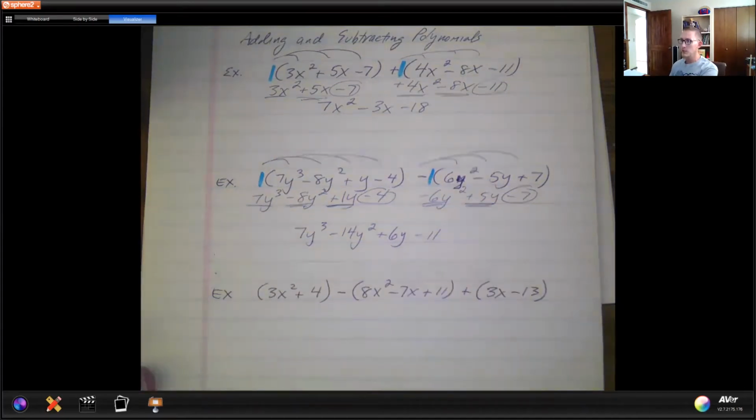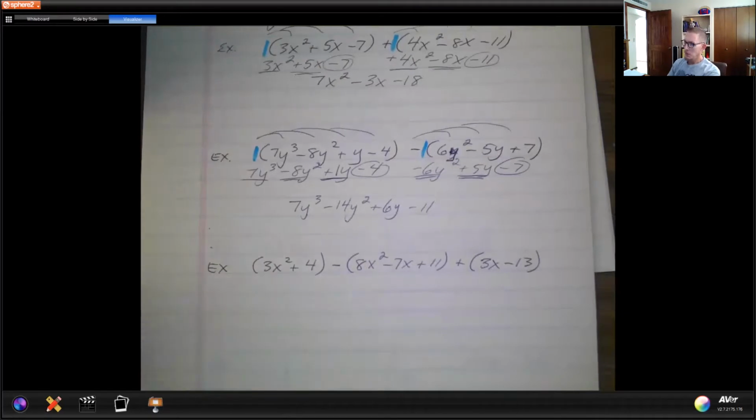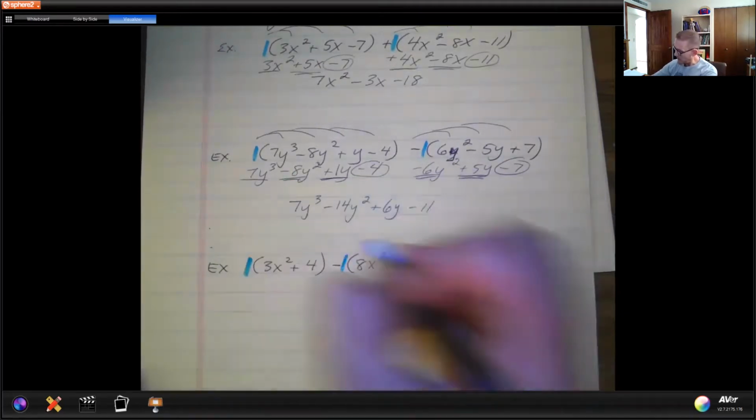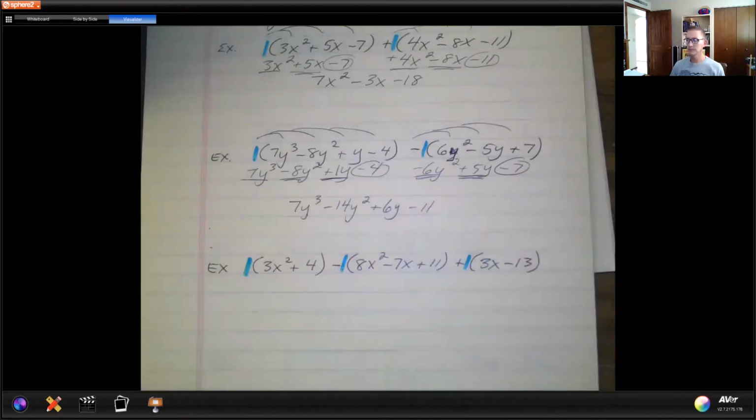This one has 3 sets of parentheses. And so we're going to have the 1 here, a -1 here, and a 1 here. So you're going to distribute those, free everything from the parentheses, and then combine like terms. So go ahead and pause this for a moment and come up with the answer for this example.